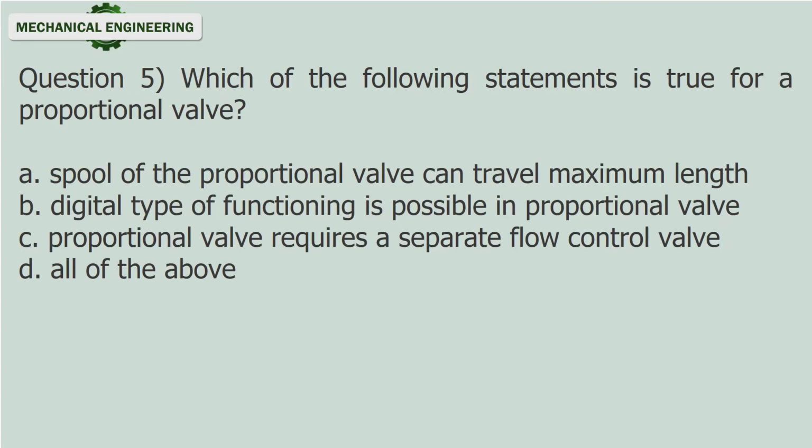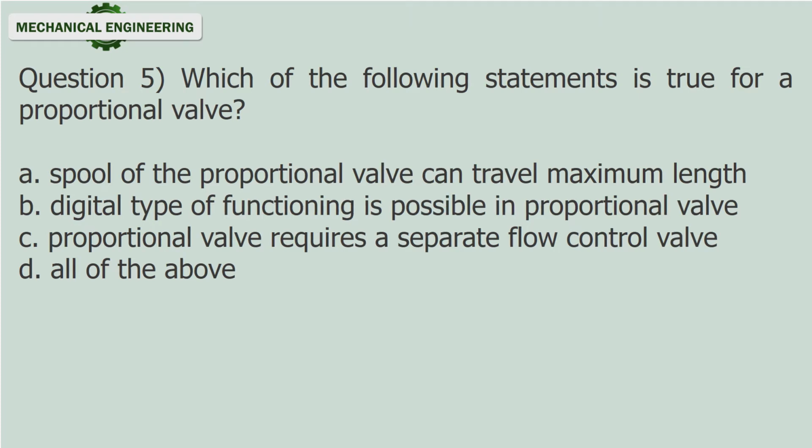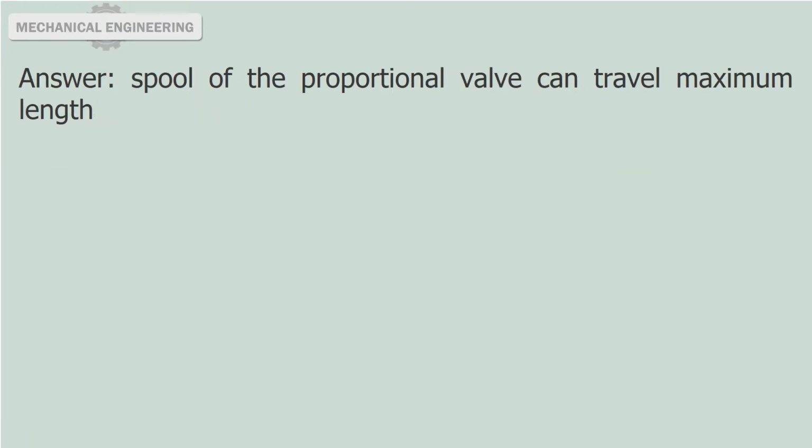Question 5. Which of the following statements is true for a proportional valve? A. Spool of the proportional valve can travel maximum length. B. Digital type of functioning is possible in proportional valve. C. Proportional valve requires a separate flow control valve. D. All of the above. Answer: spool of the proportional valve can travel maximum length.